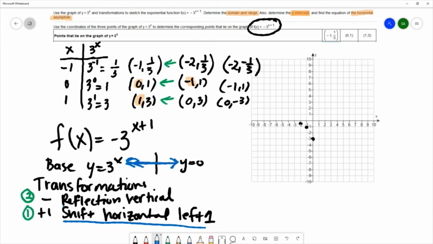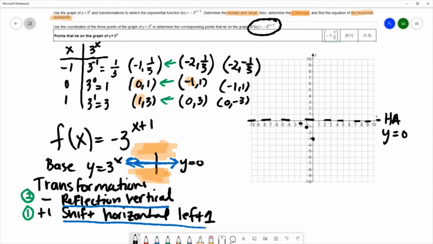The other transformation of vertical reflection is also not going to affect that horizontal asymptote because a reflection is going to take what's above the axis and mirror it to below, and what's below and mirror it to above. So since the horizontal asymptote y equals 0 is right on top of the axis, it's going to stay in the middle and not change. So for this example, the horizontal asymptote will still be on top of the x-axis, and the horizontal asymptote is y equals 0.